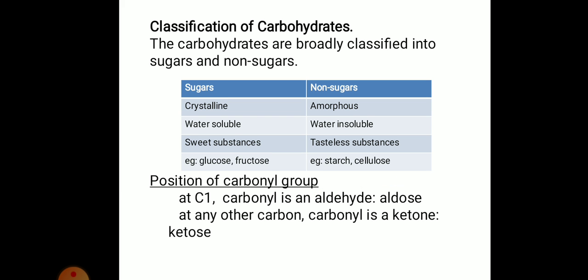Now, classification of carbohydrates. Carbohydrates can be broadly classified into sugars and non-sugars. Sugars are crystalline, water-soluble, sweet substances like glucose and fructose. Non-sugars are amorphous, water-insoluble, tasteless substances, for example starch and cellulose. Carbohydrates can also be classified on the position of the carbonyl group. If it is terminal, the functional group is aldehyde and the sugars are called aldose. And if the carbonyl group is present at a position other than terminal, the functional group is ketone and we call them ketose.